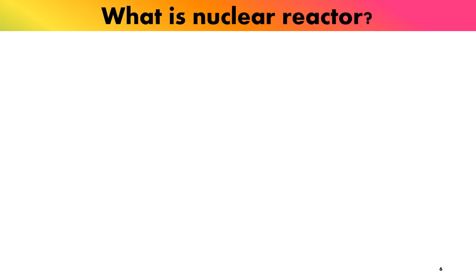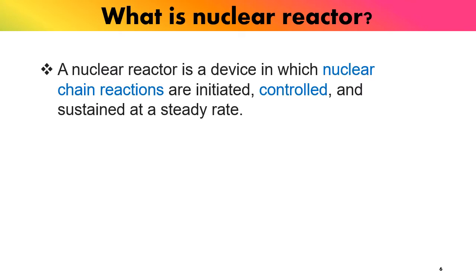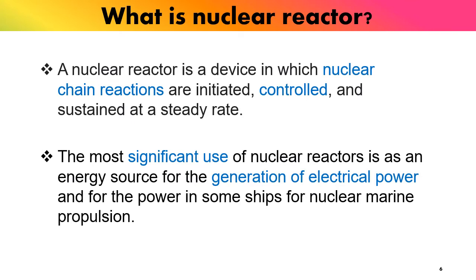Now, let's get to know our main character today, which is the nuclear reactor. Some of you maybe already have an idea, that's good, but let's see the scientific definition. A nuclear reactor is a device in which nuclear chain reactions are initiated, controlled, and sustained at a steady rate. The most significant use of a nuclear reactor is as an energy source for the generation of electrical power and for the power in some ships for nuclear marine propulsion. But our focus is on the generation of electrical power.